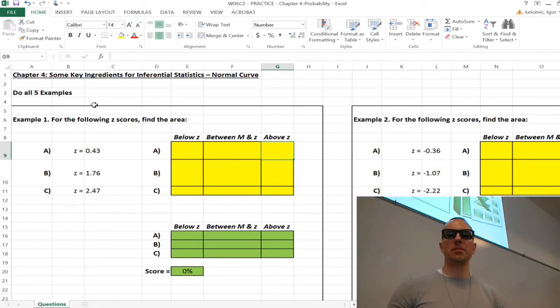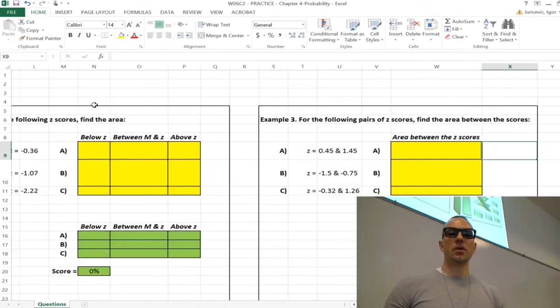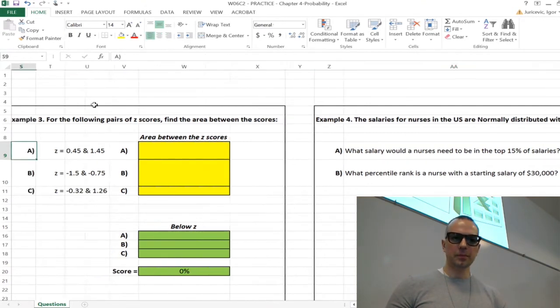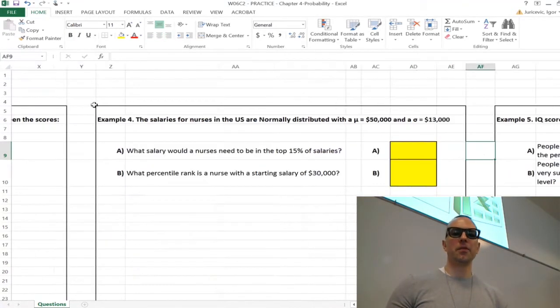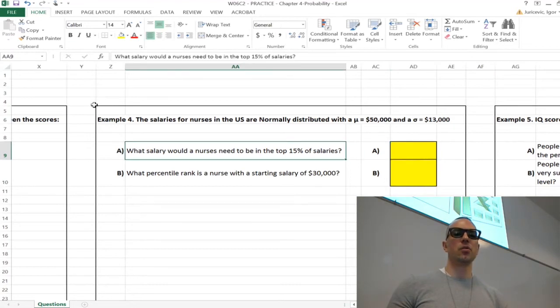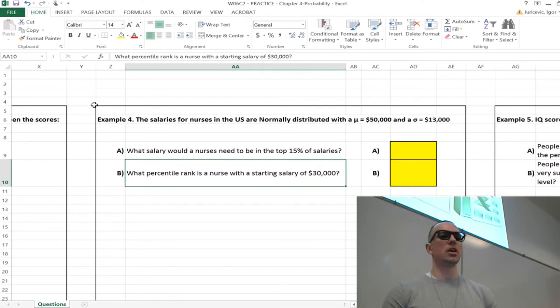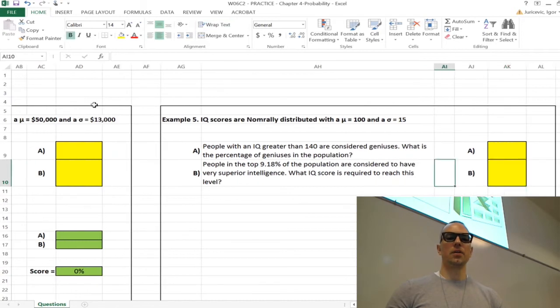That's going to cover about 99% of all these situations. So we have a few of those to do. And then example number 4 here, we have cases where you are given a percentage and they're looking for a raw score. So it gives you the distribution of salaries for nurses in the US, and it asks you what salary do you need, what raw score do you need to be in the top 15% of salaries, and then what percentile rank, what percentage are you given the raw score of 30,000, and then another one with IQ scores.